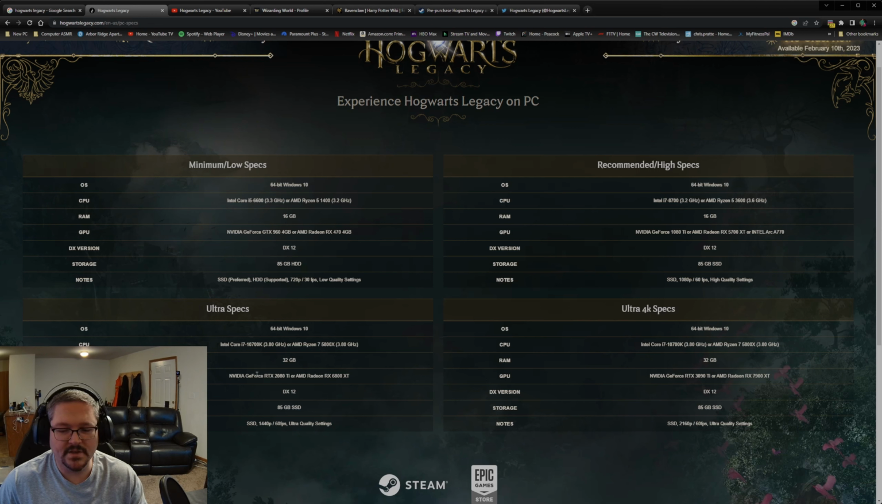All right, for ultra specs, an RTX 2080 Ti and a Radeon RX 6800 XT. So we're looking at 2 generations back for the NVIDIA card and last generation for Radeon. And both of these you can get for a relatively good price right now. Let's see the 4K specs. Dang, a 3090 Ti and a 7900 XT. So those are cards that were just released last year. That's AMD's newest card, not the highest one. That's not the XTX. That's a step down, but that's still a $900 card.